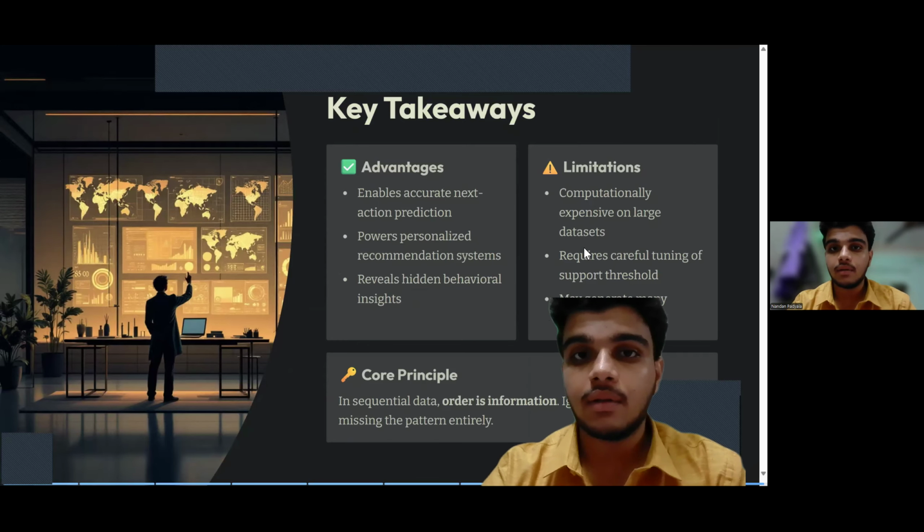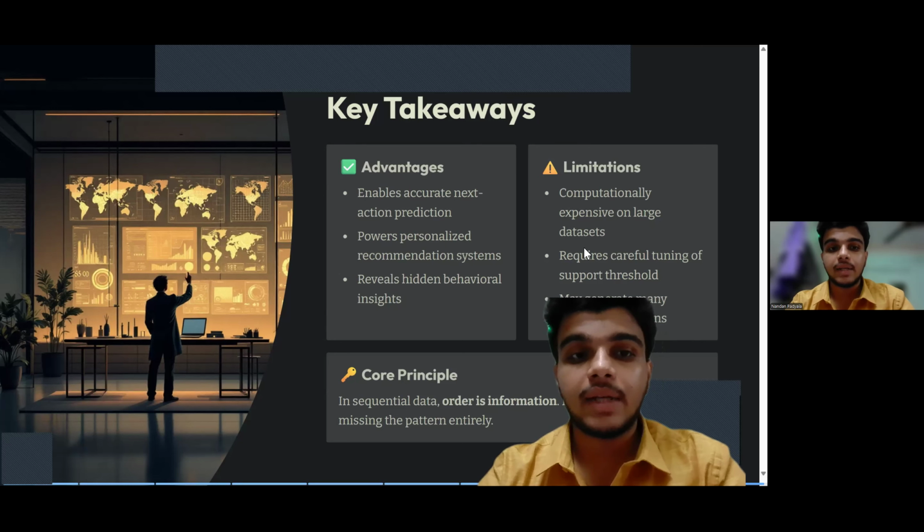Coming to the conclusion of our presentation, to conclude, sequential pattern mining is a powerful and important technique in data mining. It helps us understand patterns in ordered data and enables systems to predict future behavior. It is widely used in recommendation systems, business analytics, healthcare, and many other fields. Although it requires large data sets and can be computationally intensive, the insights it provides are extremely valuable. In short, it transforms raw data into meaningful patterns that help in better decision making.